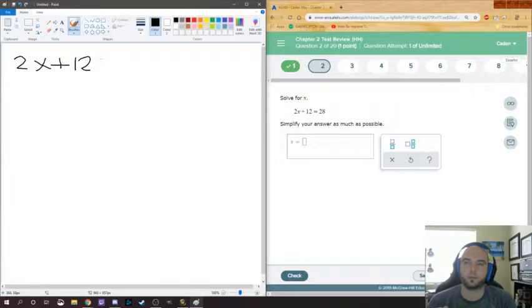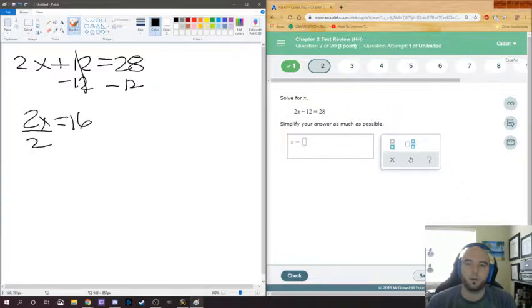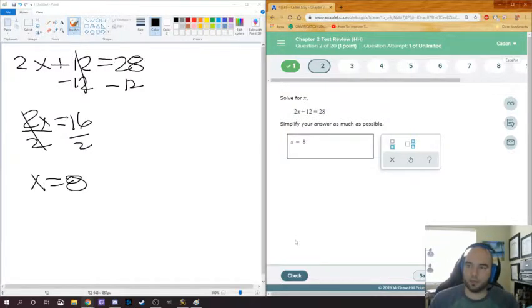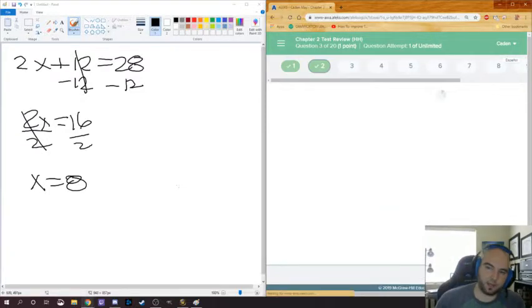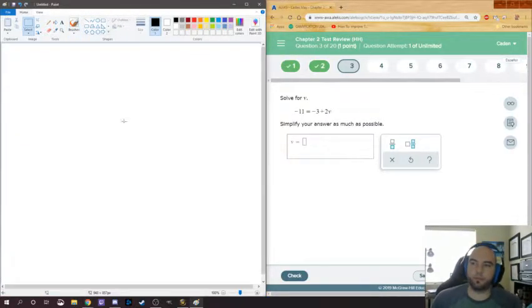So 2x plus 12 equals 28. So hopefully you know these steps. I mean, I'm just going to go through it like you know it. I would minus 12 on both sides. Get 2x equals 16. Divide by 2. 16 divided by 2 is 8, so x equals 8. There you go. There should be a couple problems like this on here. I hope you have that basic one mastered.